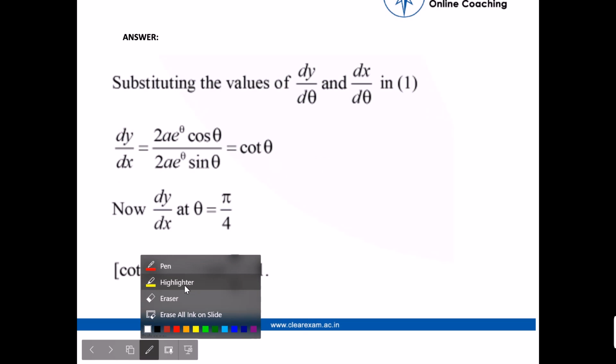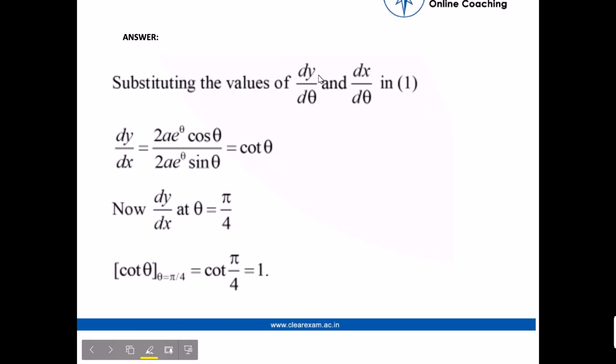After that, we simply substitute the values of dy by d theta and dx by d theta in our first equation. From that we get 2a e to the power theta cos theta divided by 2a e to the power theta sin theta. From this we can cancel the common terms, and this will be 1 by tan theta, which equals cot theta. Now dy by dx at theta equals pi by 4, as we know cot theta at pi by 4 is equal to 1.